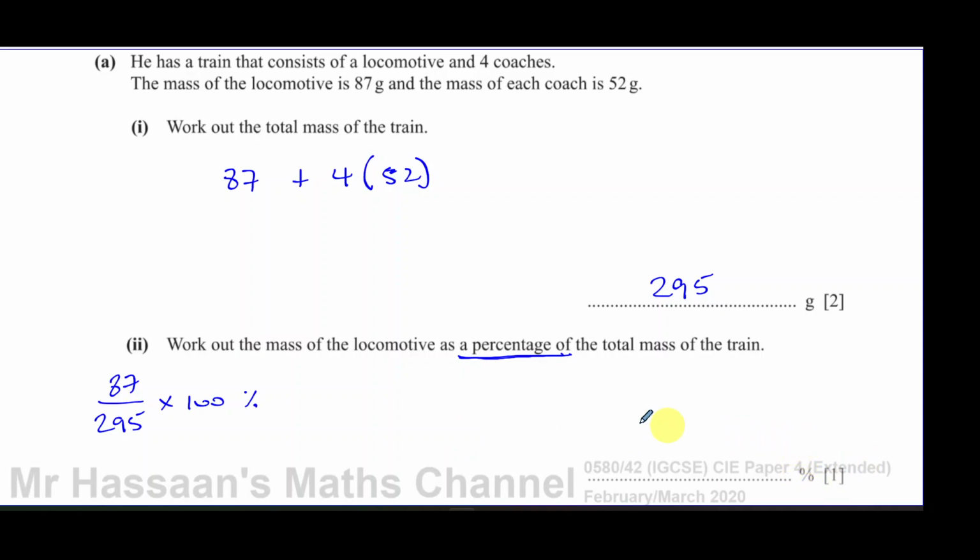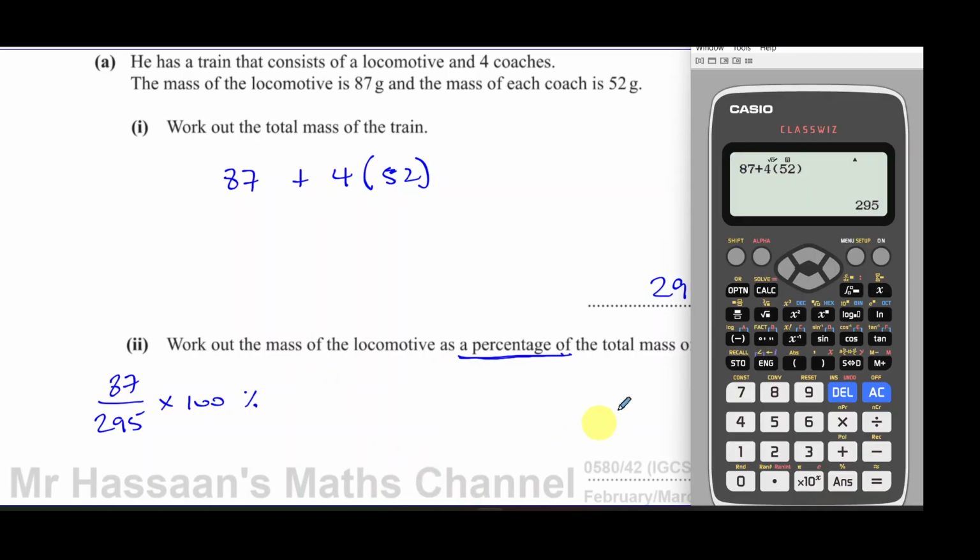That's something that we should understand. So when it says work out the mass of the locomotive as a percentage of the total mass, it is the mass of the locomotive divided by the total mass of the train, turned into a percentage by multiplying by 100, and you have to put percent in your answer. So you're going to have 87 over my last answer, 295, multiplied by 100. You don't write percent here, you just put times 100, but your answer is going to be a percentage.